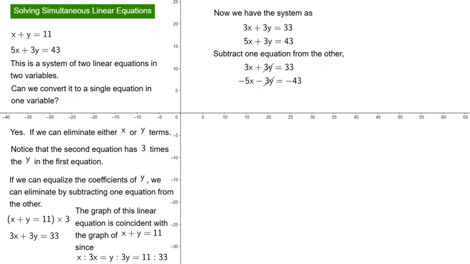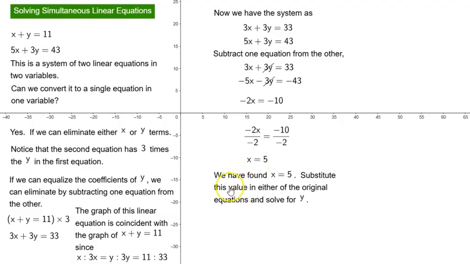Subtracting it, we get minus 2x is equal to minus 10. Now we divide both sides by minus 2. We get x equal to 5. So we have found x equal to 5. Now we substitute this value in either of the original equations and solve for y. So 5 plus y equal to 11. So y is equal to 6. So the student bought 5 pens and 6 pencils.